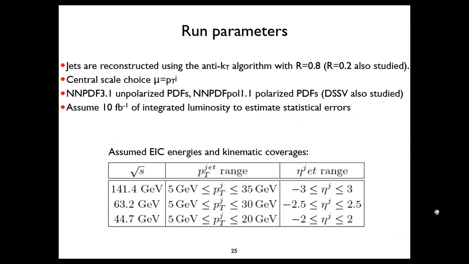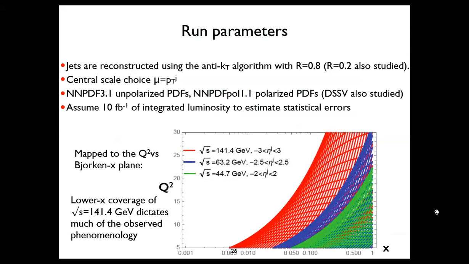We assume some different values for EIC energies, as shown below. The goal of this was to investigate what we can learn from these different EIC run parameters. And just for completeness, you can understand many of the results just from this very simple plot, which maps the kinematic coverage of the different run parameters we've looked at into the x and Q squared plane.